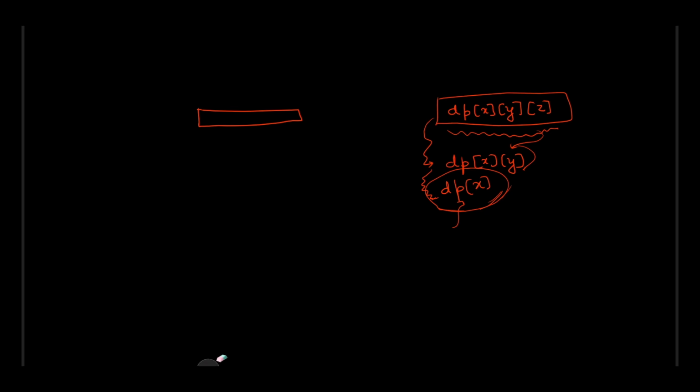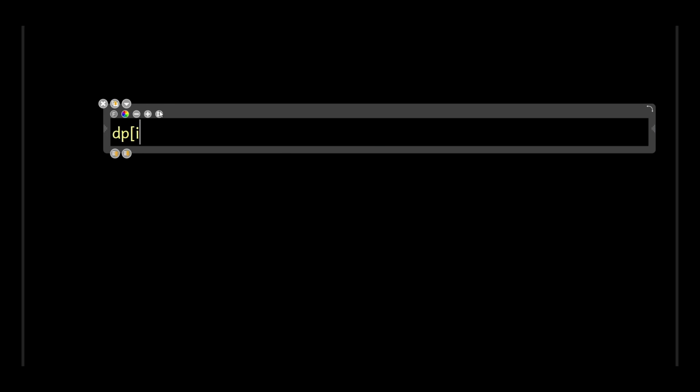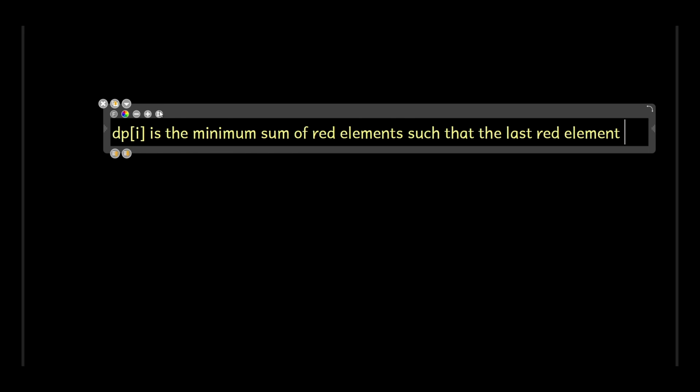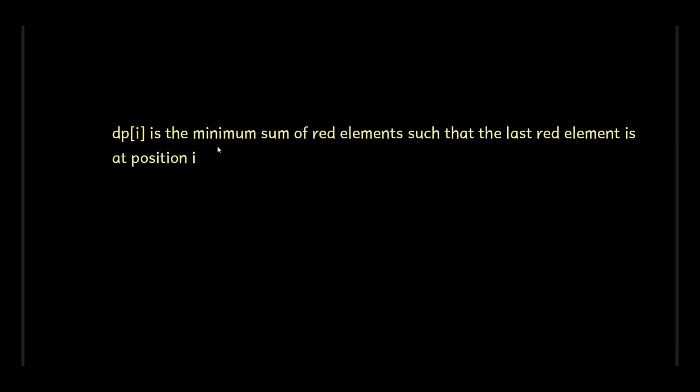So let's see how we can use those techniques over here to optimize this DP transition. And this time, let me formally write down the DP definition so that you don't get confused. So the formal DP definition is: DP of I is the minimum sum of red elements such that the last red element is at position I. Simple. This is the DP definition.